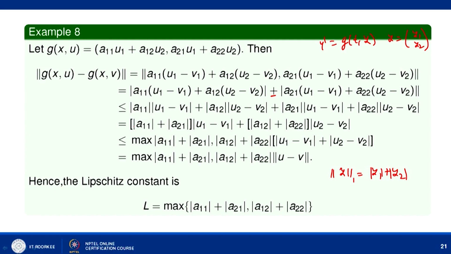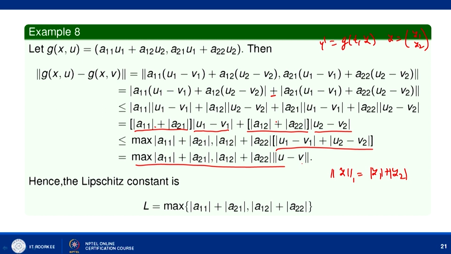to the same quantity, and here if we write it as modulus of a11 plus modulus of a21, multiplied by modulus of u1 minus v1, plus this quantity multiplied by modulus of u2 minus v2. So, if we take the maximum of this quantity and this quantity, that is the maximum of modulus of a11 plus modulus of a21, and modulus of a12 plus modulus of a22, then we can write it as modulus of u1 minus v1 plus modulus of u2 minus v2, and this is nothing but the one norm of u minus v. So, it means that the one norm of g(x, u) minus g(x, v) is less than or equal to k, which is denoted by this maximum value, times the norm of u minus v.